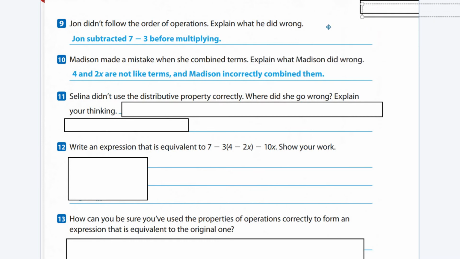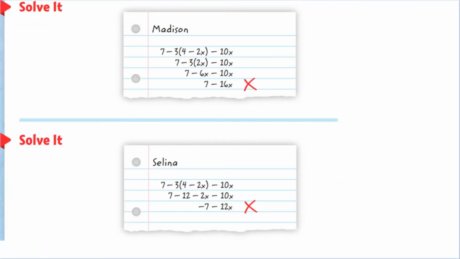Madison, the mistake she made, 4 and 2x are not like terms. And Madison incorrectly combined them. Let's look at Madison. As you can see here, she did 4 minus 2x and got 2x, but these are not like terms. If this was 4x, then they would have been like terms, but it's not.